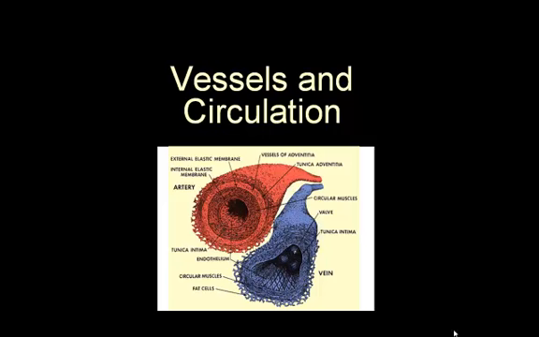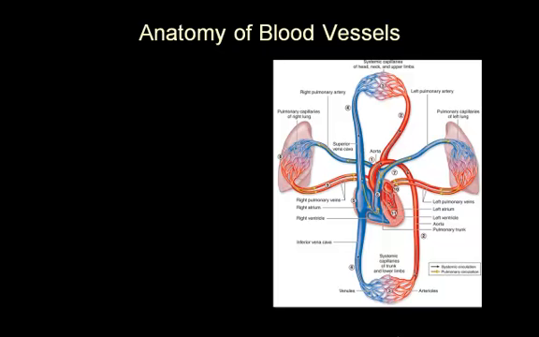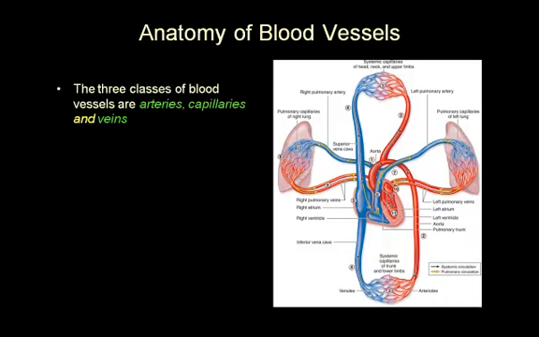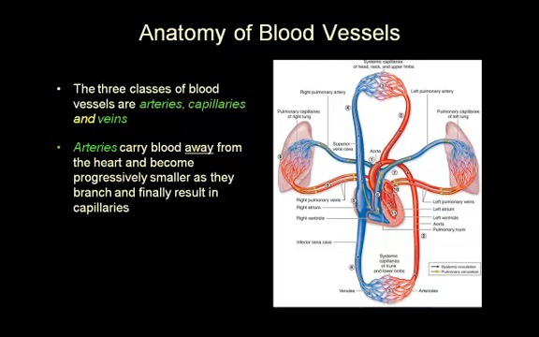In this lecture, we will take a closer look at the vessels involved in circulation of blood throughout the body. Let's take a quick second to review again the three major classes of blood vessels. These are arteries, capillaries, and veins. As we talked about in the heart lecture, arteries are the vessels that carry blood away from the heart and ultimately become progressively smaller as they branch and finally result in the capillaries.